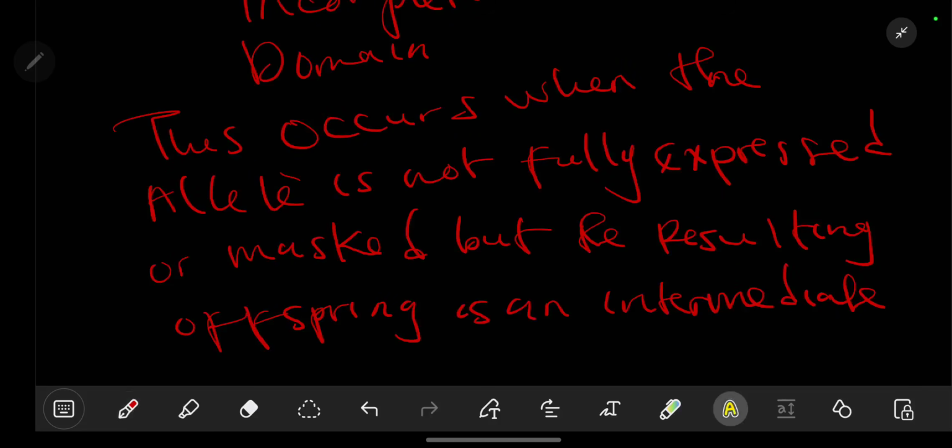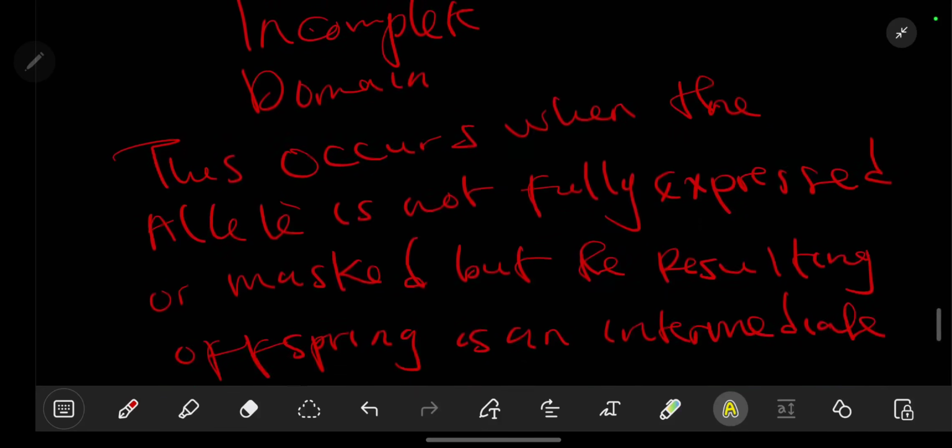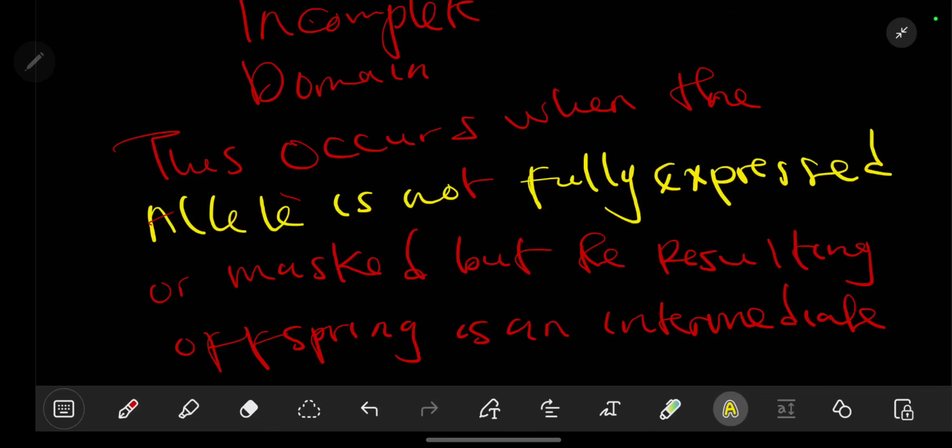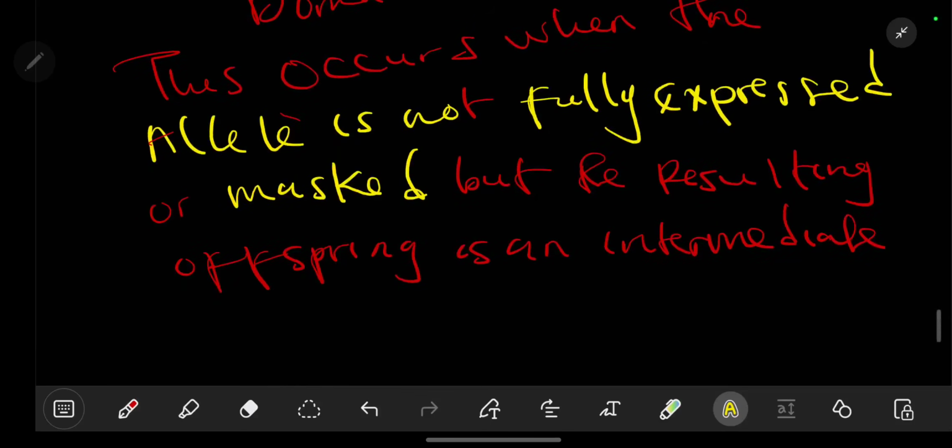The alternative is what we are going to call incomplete dominance. So incomplete dominance occurs where the allele is not fully expressed, or is not fully masked like that. So the resulting offspring is an intermediate of the two. So this is what we refer to as incomplete dominance. This occurs when the allele is not fully expressed or masked, but the resulting offspring is an intermediate.